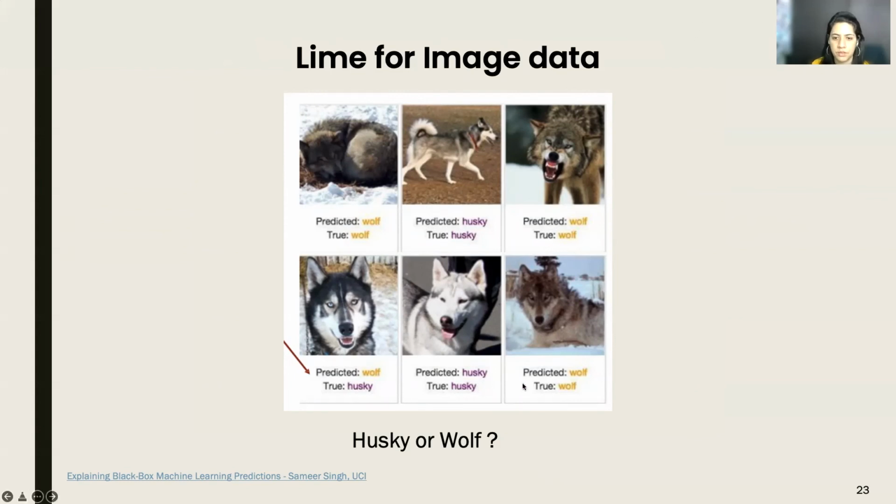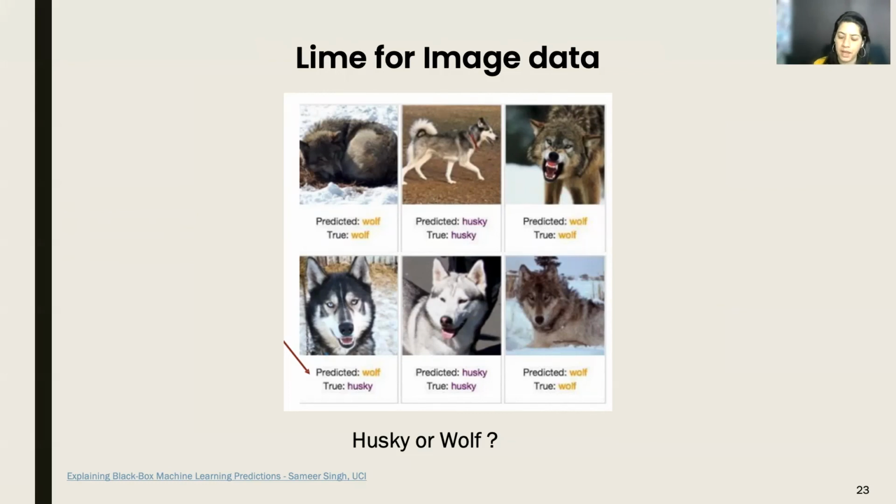As you can see, there's just a single mistake here amongst the 6 examples. It's doing a great job, right? And you would want to just go and deploy this classifier in the real world if you wanted to create, say, an app to differentiate between huskies and wolves. But then they also wanted to understand how the model was differentiating between the 2 animals.